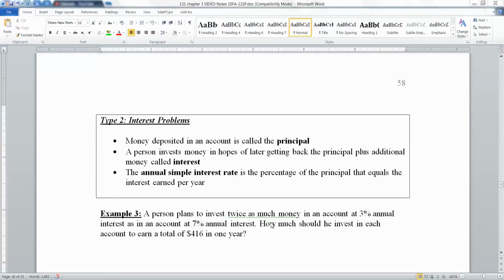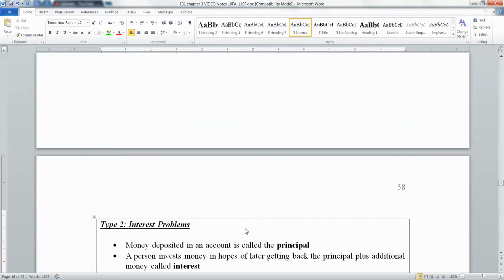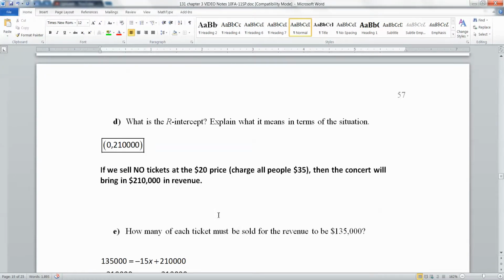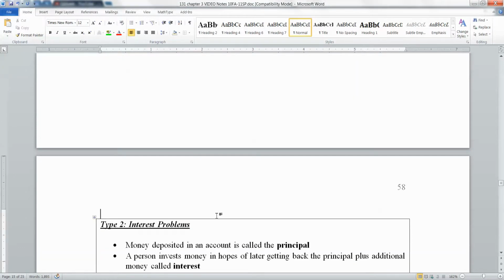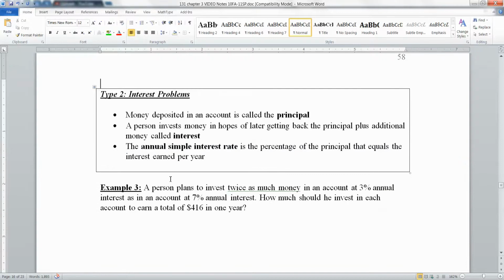So we're going to move past the total problems where we're multiplying the total amount by how much we were charging and getting some kind of revenue or whatever. We're going to move past that to interest problems.